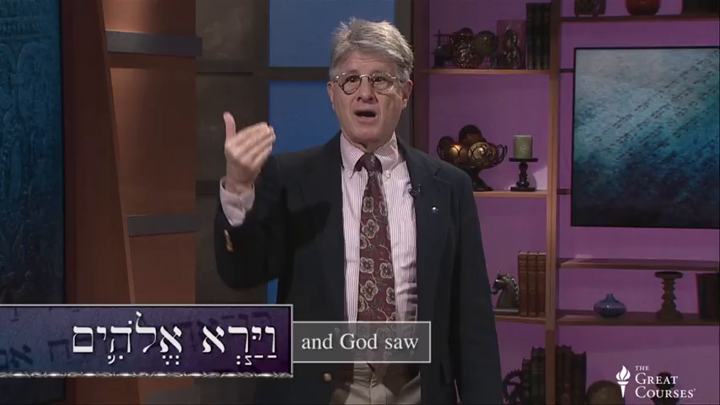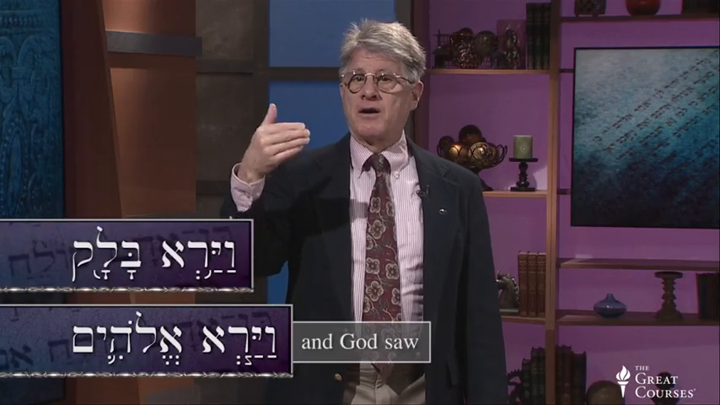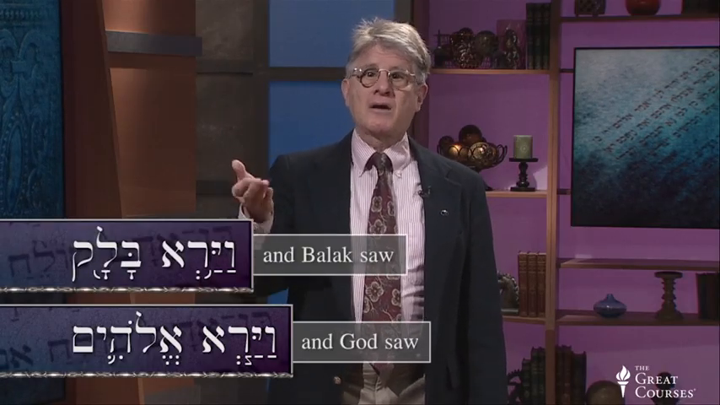So you should have no problem making the jump from Vayar Elohim, and God saw, to Vayar Balak, and Balak saw. And when he saw et something, that's got to be what? A definite direct object, the thing that he saw. And so forth. As much of that as you can do, I think you'll surprise yourself. And finally, one more challenge to get started on.